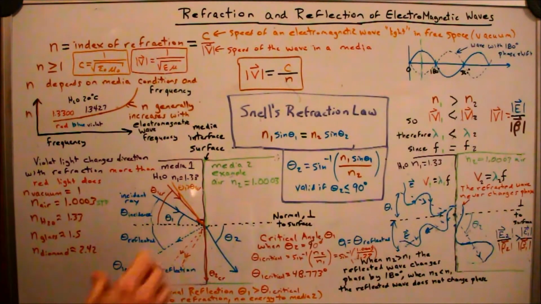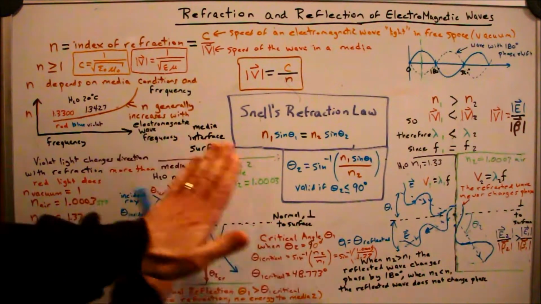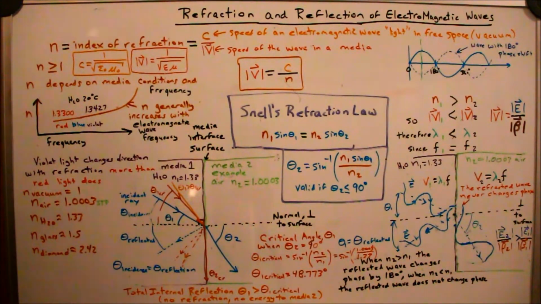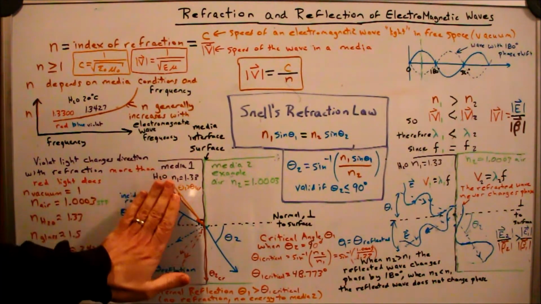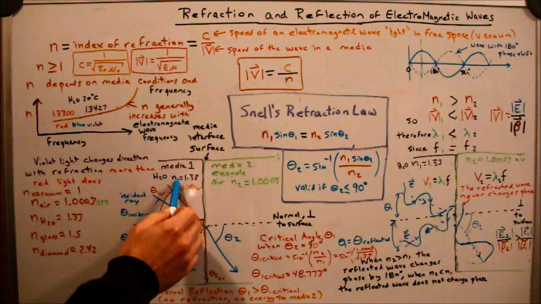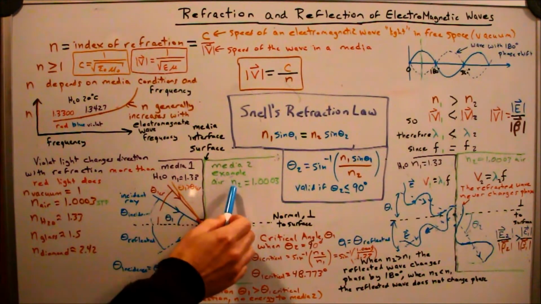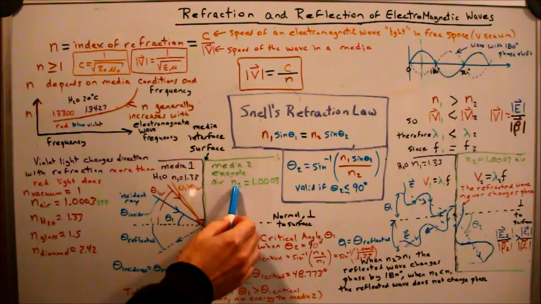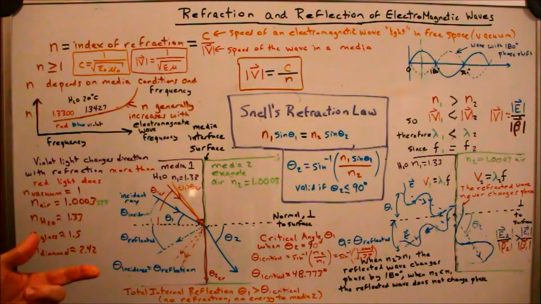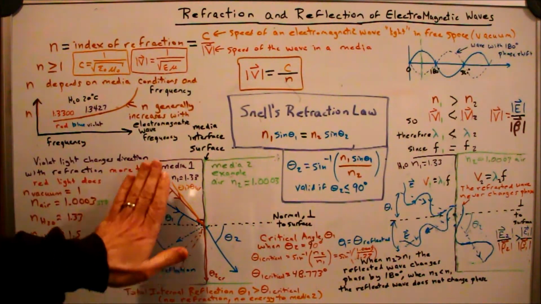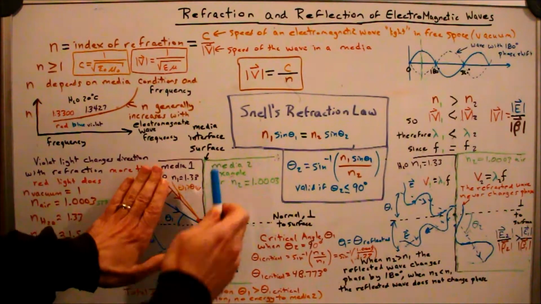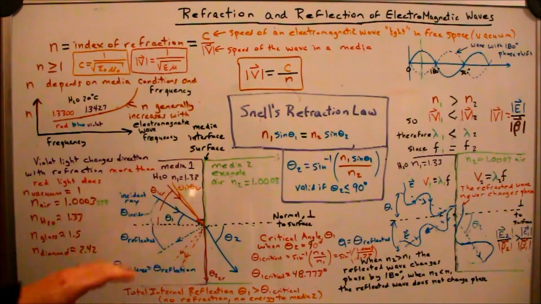I've now redrawn this example, and all I did was flip the order of the media. So I now made media 1 be the media that has the higher index of refraction, and media 2, the one that's going into, be the media of lower index of refraction. So for example, this is water or glass, and this would be air.